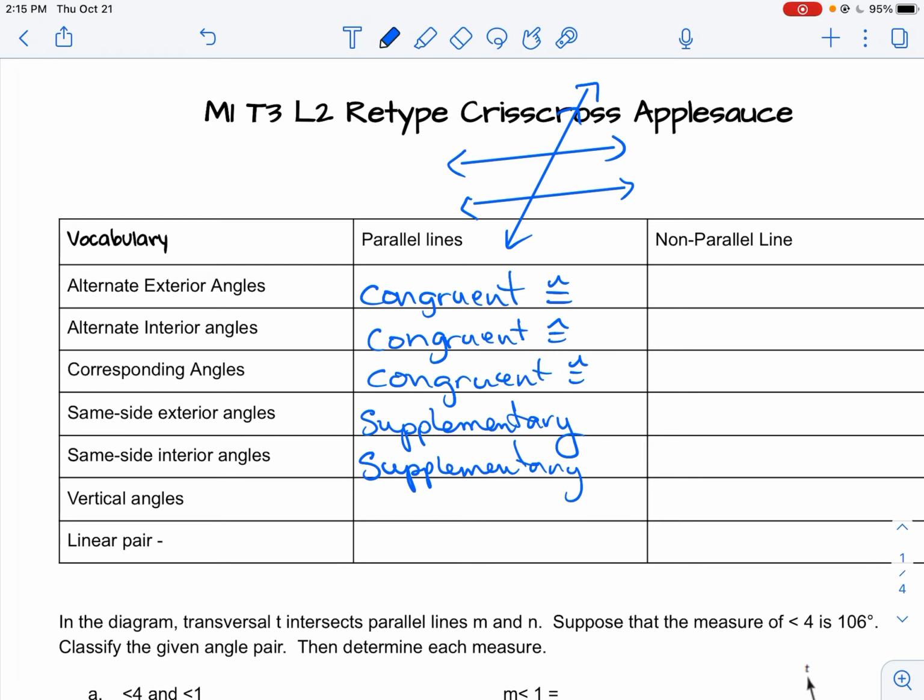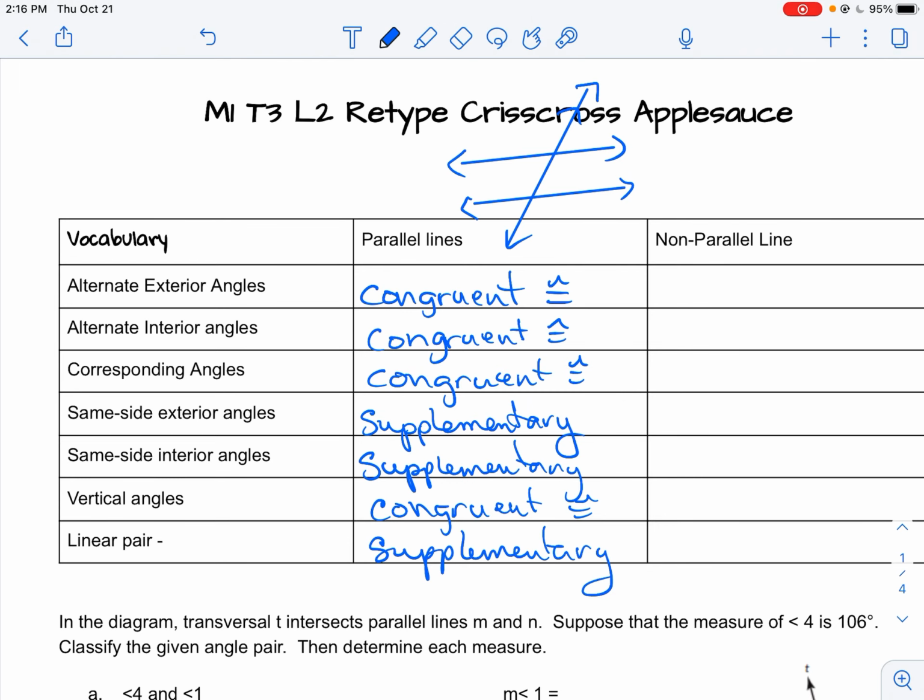Vertical angles. No matter what, vertical angles are congruent to each other. These are congruent. And a linear pair. When I'm talking about a linear pair, it's these two here, or these two here. They make a line. Anytime you have two angles that make a line, you are going to have supplementary angles.